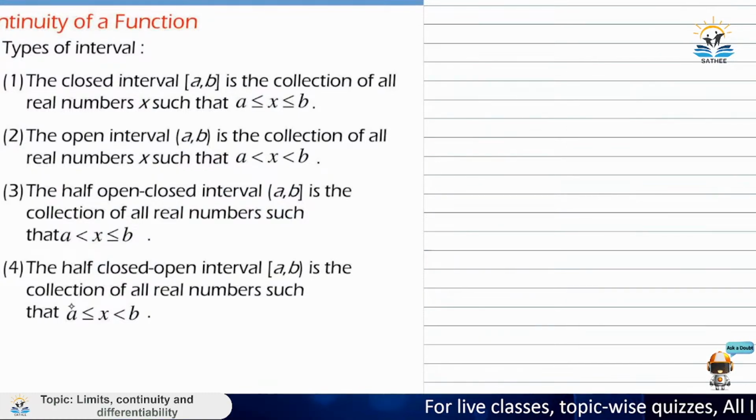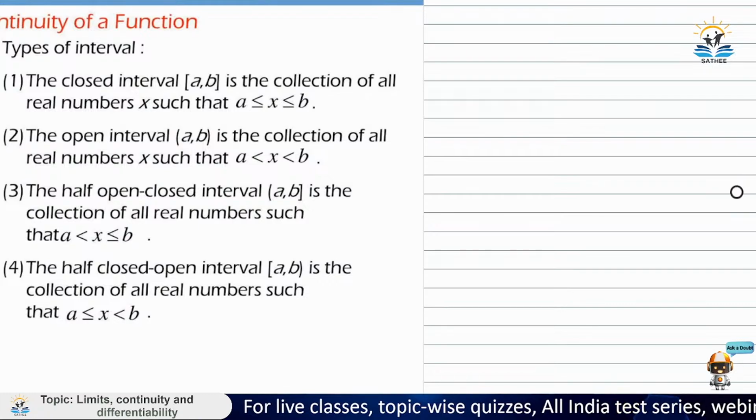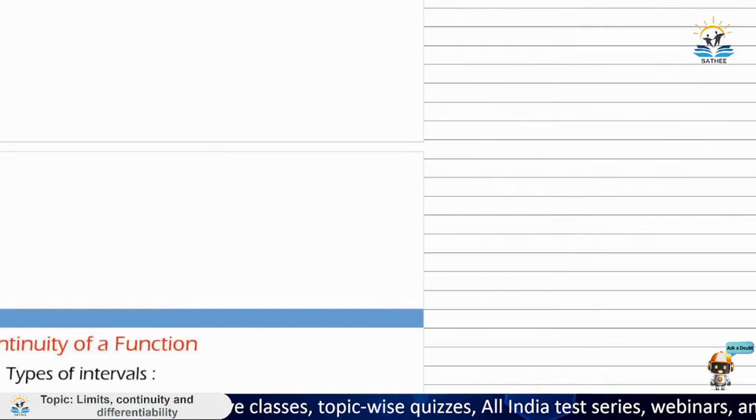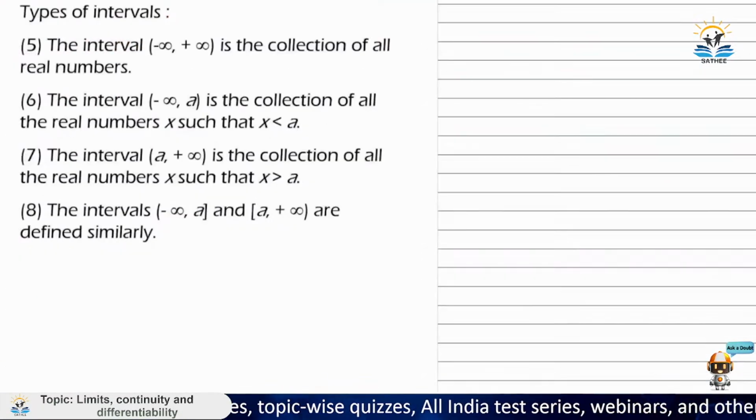Yeah. So the continuity of a function. As said, the closed interval [a, b] is the collection of all real numbers. We had done this in the previous class. This is also a type of interval. This is also done.